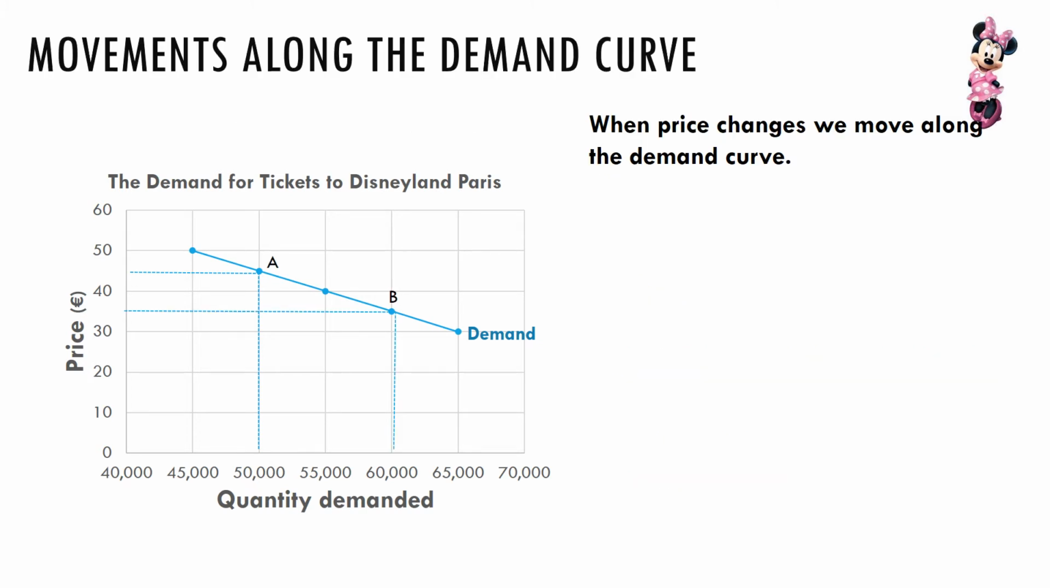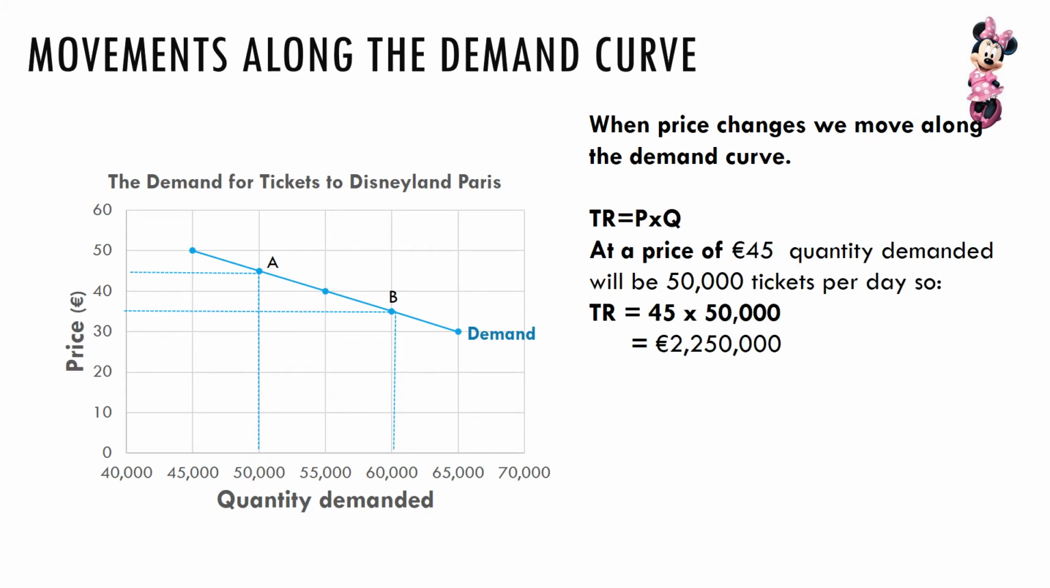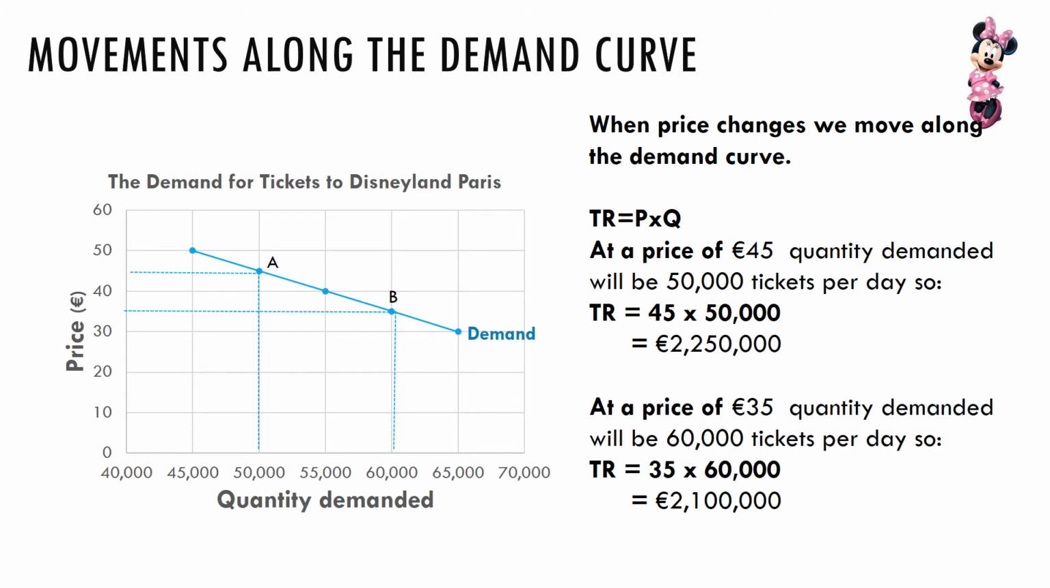Now, if the price was to change and was to fall, that would result in a movement along the demand curve from A to position B. So we've gone from 45 to 35 in terms of our price. At 45 euros, 50,000 tickets, 2.25 million euros. If the price was to fall to 35 euros, we'd sell more tickets, 60,000 tickets, but the revenue would be 2.1 million. So revenue has actually fallen here by 150,000 euros when we reduced the price and we moved along the curve from A to B. So the demand curves are very useful for businesses because they can calculate what's going to be the change in the revenue if they change their price.